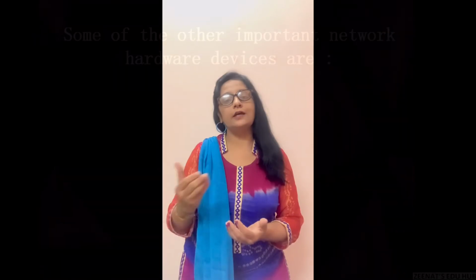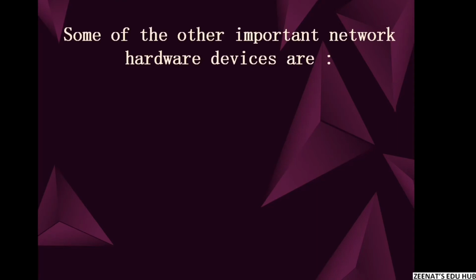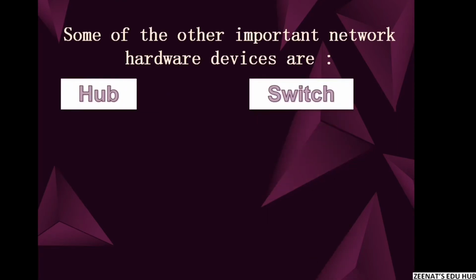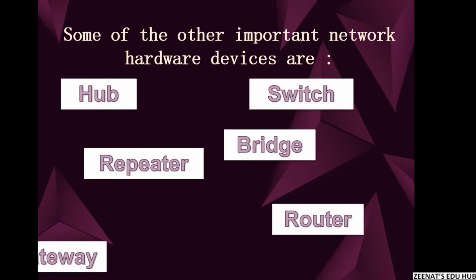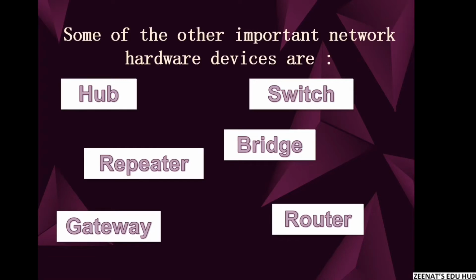So let's get started. Some of the other important network hardware devices are hub, switch, repeater, bridge, router and gateway. So let's start with hub.